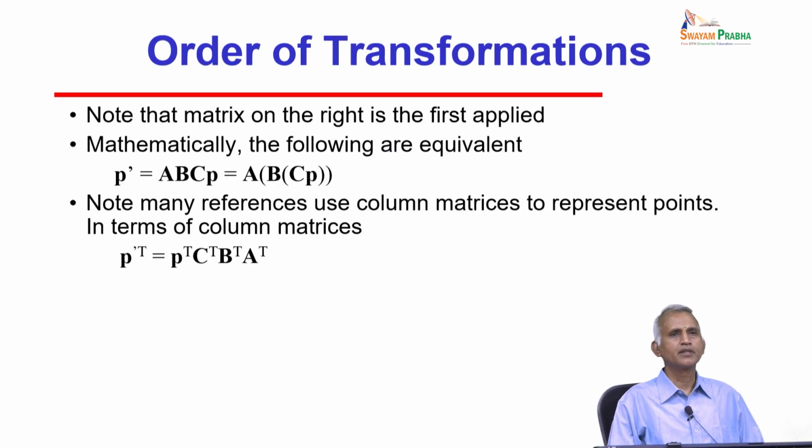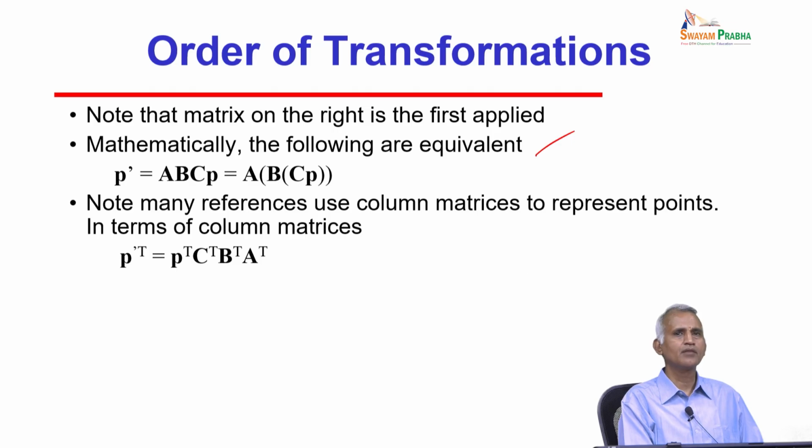Now, the order of the transformations. Note that the matrix on the right is applied first. Number 2, mathematically the following are equivalent. If you take P dash equal to A, B, C times P, it can be written in terms of the associative property as A of B of C P. Calculate B of C P and multiply it with A, so that P dash will be obtained. Therefore, the order of the transformation can easily be calculated, and we already designed the affine matrix like that. Using that you can get it.